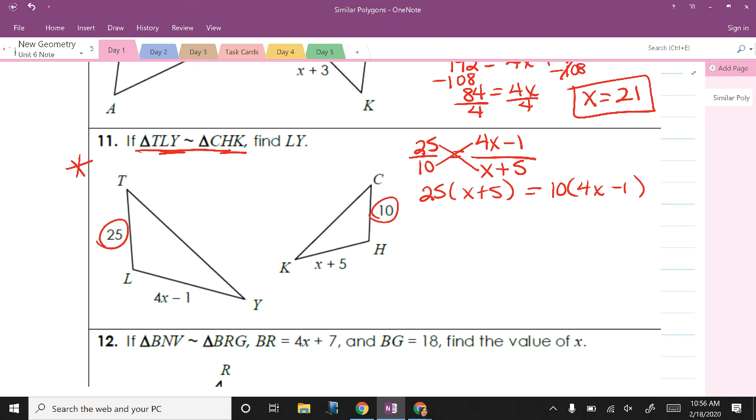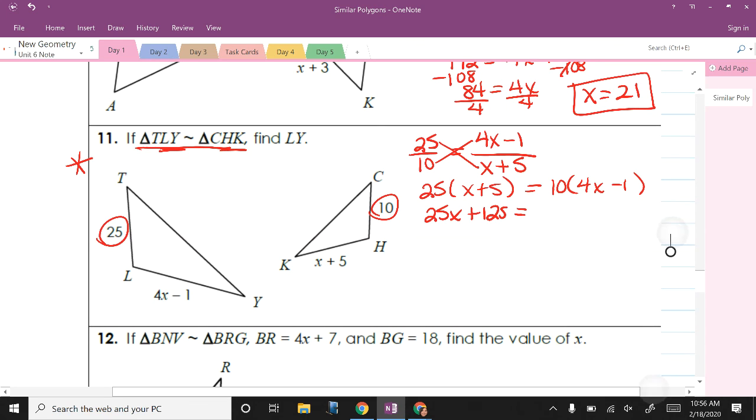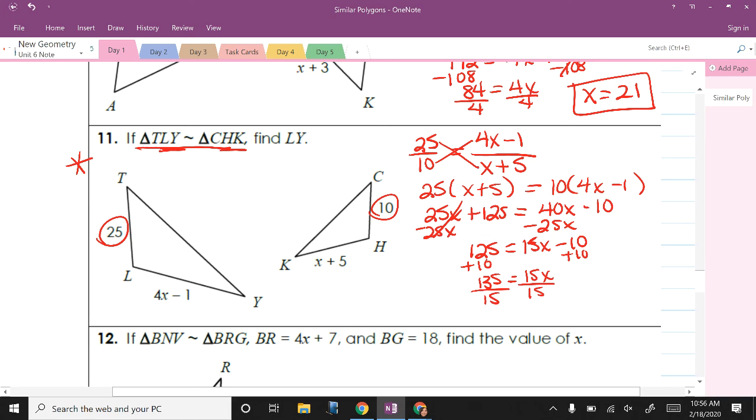All right? So if I'm multiplying by 25, on one side I have 25x plus 125 equals 40x minus 10. And I'm going to subtract my 25x to get my x's together. 125 equals what? 15x minus 10. And I add my 10. 135 equals 15x. Divide by 15. What do I get? 9 equals x. Raise your hand if you got 9 for x. I believe everybody just about did.